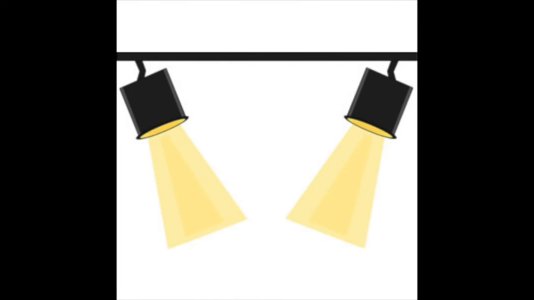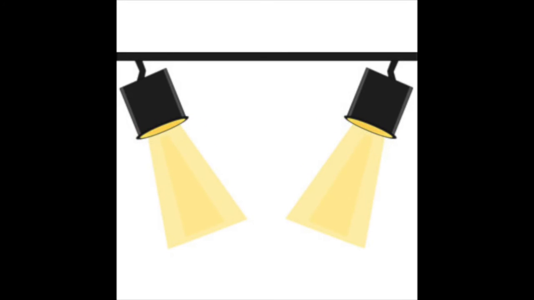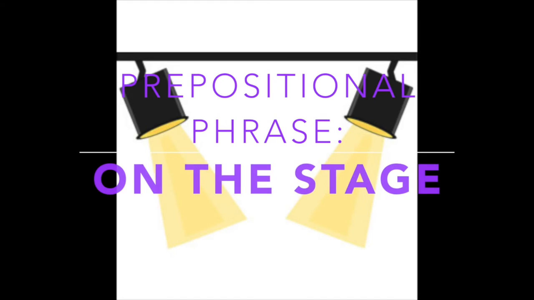This sentence also has one prepositional phrase. The preposition is on. If we start at the preposition and go all the way to the noun, we get the prepositional phrase on the stage. The prepositional phrase on the stage is relating the stage to the performer.